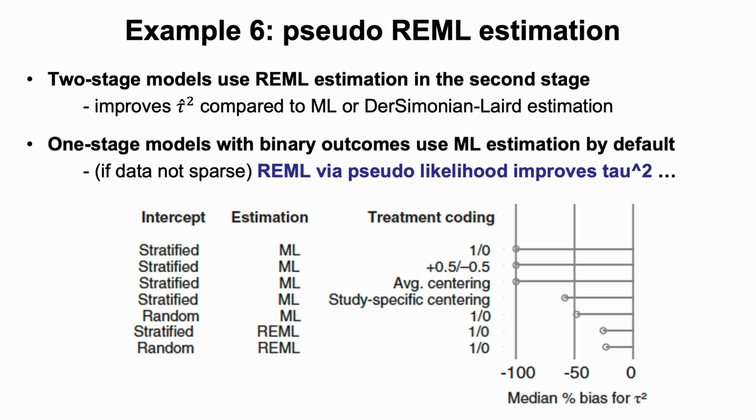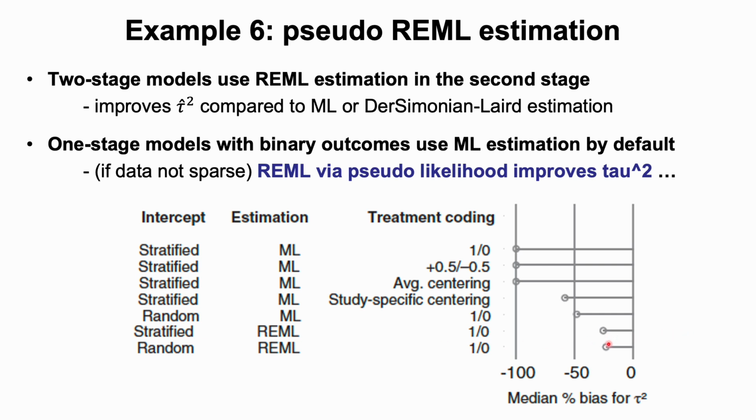Another nuance related to this is the fact that most software for binary outcomes would use maximum likelihood estimation. But actually, we can use REML estimation if we're willing to assume a pseudo likelihood. So most packages don't have this, but you could use MLwiN, for example, or you could use a Bayesian approach, which would circumvent this issue entirely. But using REML is deliberately to overcome this downward bias in the maximum likelihood estimation. So if we use REML, whether we stratify the intercept or use a random intercept, we can see that the downward bias here is lower.